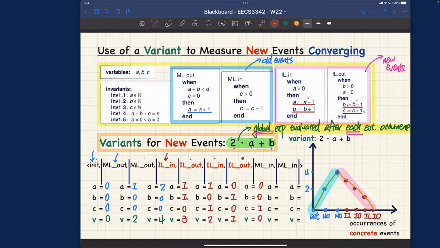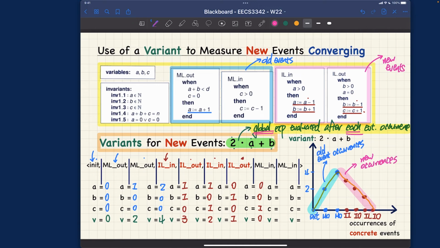Let me write it down. So this part is contributed by the old events' occurrences. And then this part over here would be the new events' occurrences.